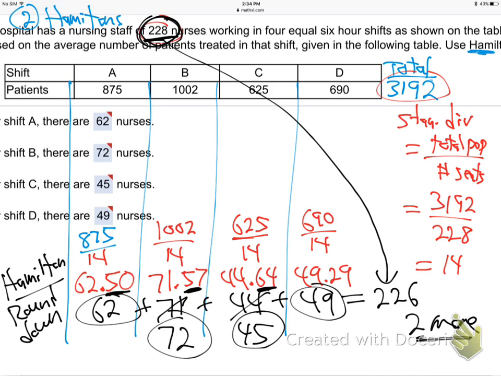So those 2 decimals, the highest 2, got them. That's Hamilton. So Webster would have rounded all the 0.5s up, right? Little different. Good there? Good with that? Questions?